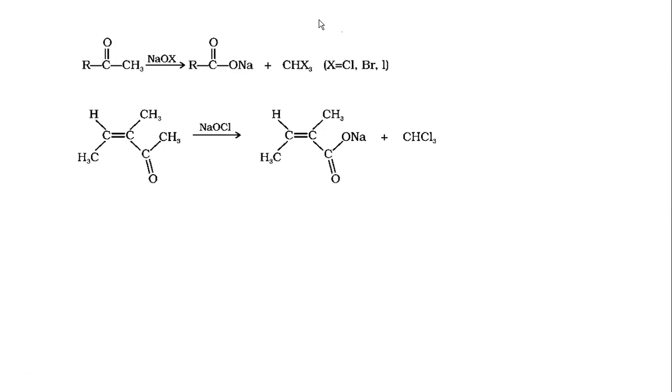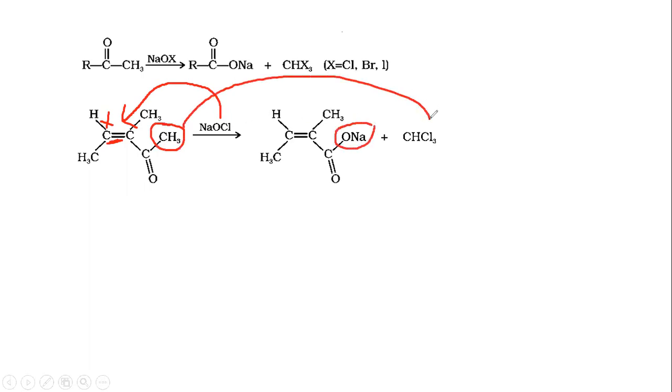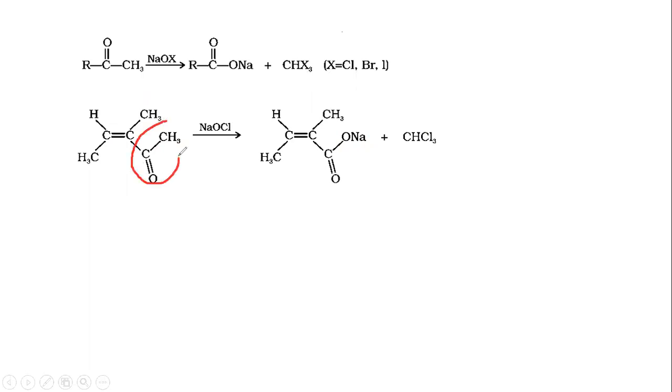If the carbonyl compound containing the acetyl group contains a double bond, sodium hypohalide does not affect the double bond. It will simply oxidize the methyl group to the ONa group, and the methyl group is converted to the haloform, in this case chloroform. So this reaction is used to identify compounds which contain the acetyl group. If the acetyl group is not present in the compound, then the compound will not give the haloform reaction.